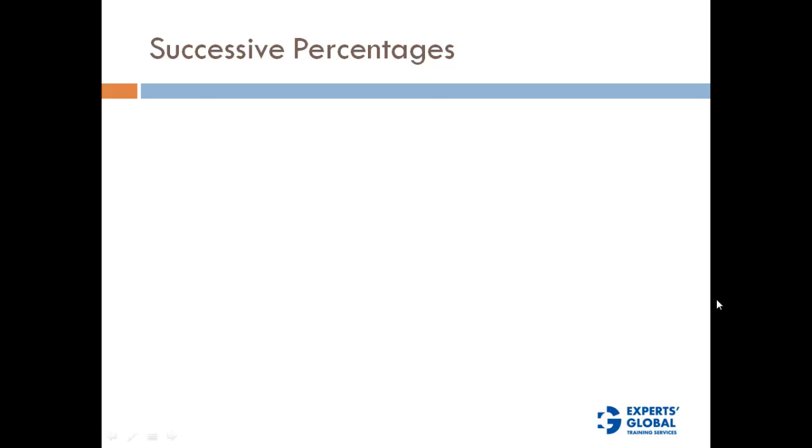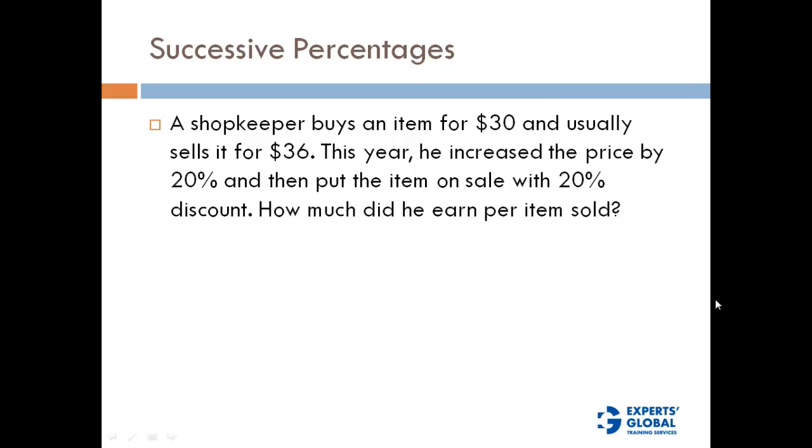Let's move on to this concept of successive percentages. Let's look at this particular problem. A shopkeeper buys an item for $30 and usually sells it for $36. This year he increased the price by 20% and then put the item on sale with 20% discount. How much did he earn per item sold? Okay, interesting question. So the shopkeeper is doing something with his selling price. What does he do? He usually sells it at $36, correct?